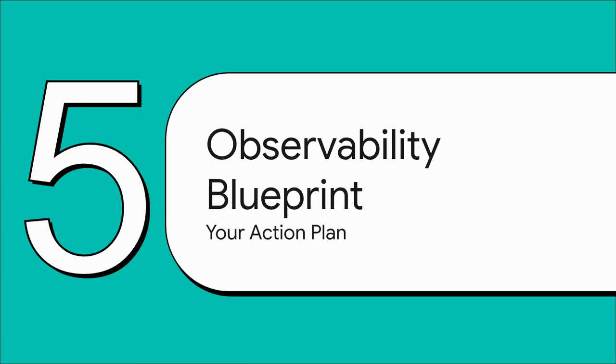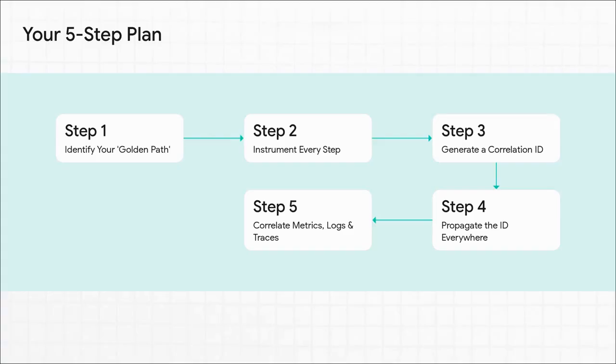So now that we've seen how this detective work plays out, the big question is, how can you use this observability blueprint in your own systems? How can you solve these problems before they turn into full-blown crises? Well, here's a pretty straightforward action plan you can follow. First, you've got to identify your golden path.